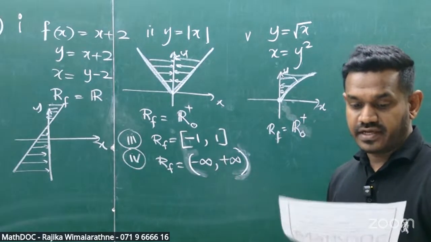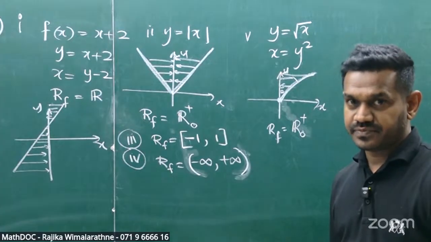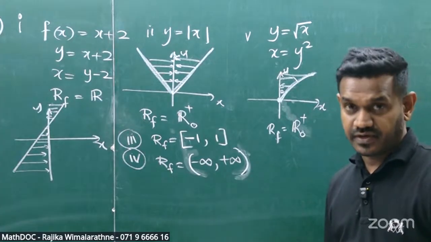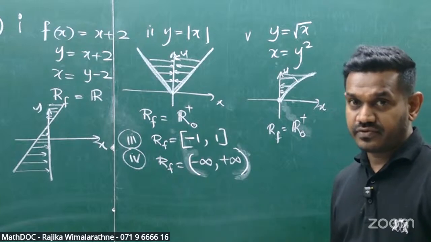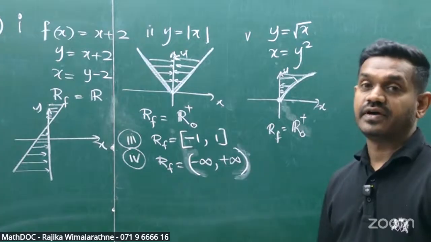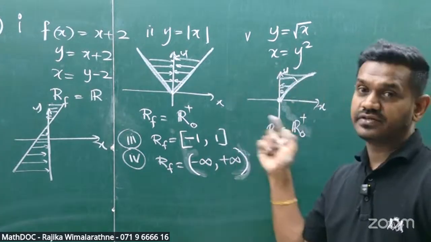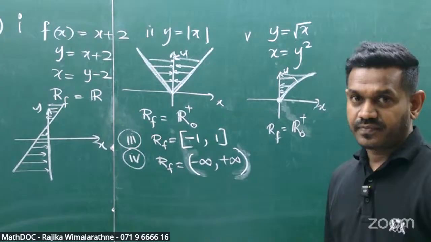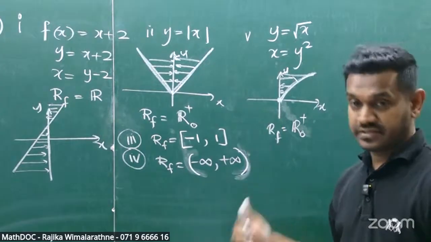Anyway, domain means possible x values, range means possible y values. Usually when we have a function given, you subject x, then check possible y values. But in some cases it is difficult to find it that way. That's why we sketch the function.